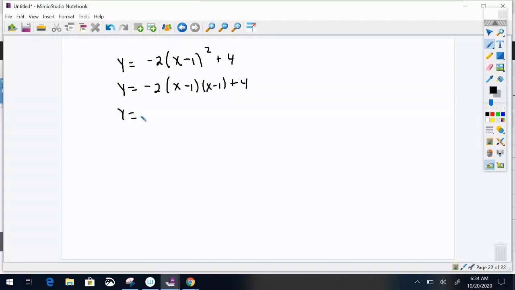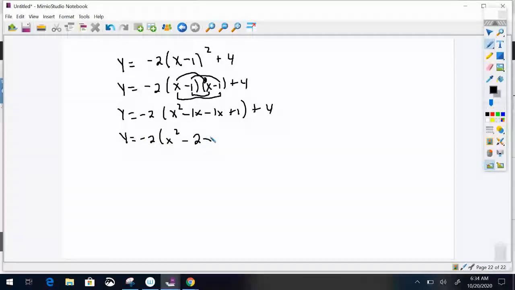So y equals negative 2 times, FOIL first. X times x is x squared. Outside, x times negative 1 is minus 1x. Negative 1 times x is negative 1x. And then negative 1 times negative 1 gives me a plus 1. Pay attention to your signs. Combine the like terms in the middle. You'll always combine those two. X squared minus 2x plus 1 plus 4.